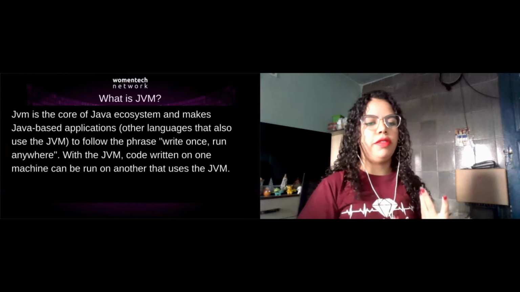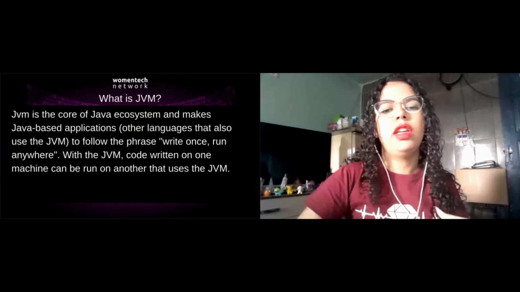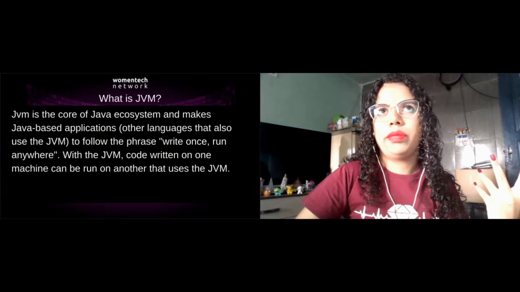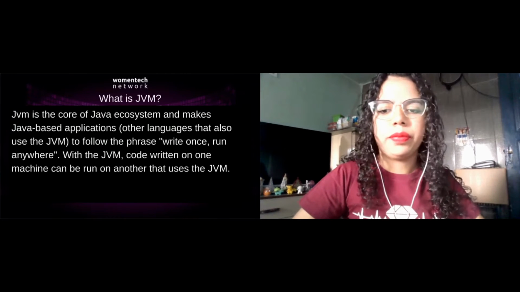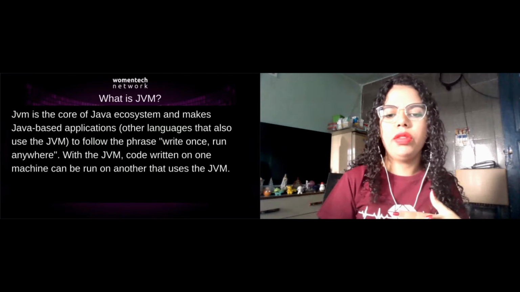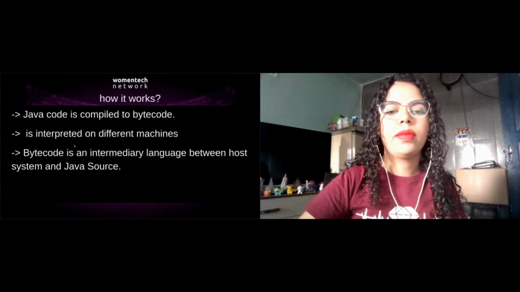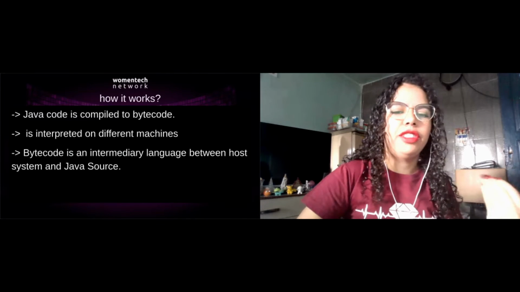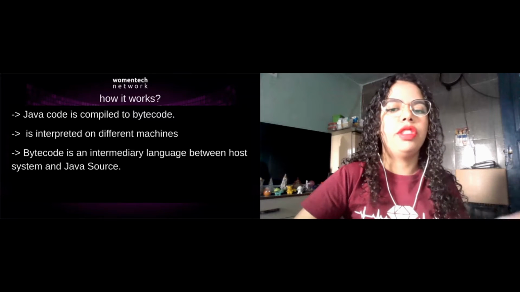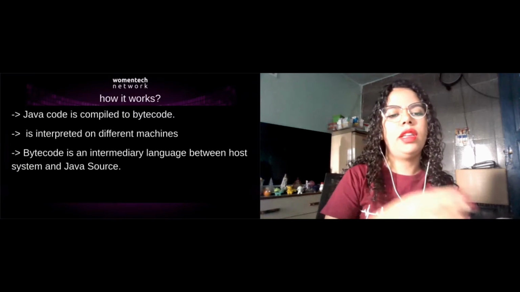First, what is the JVM? The JVM is the core of Java systems and Java-based applications, and of other languages that also use the JVM, such as Clojure, Kotlin, Groovy, and others. Following the phrase write once, run anywhere, with the JVM, code written on one machine can be run on another that uses the JVM. In the simplest way, this is how the JVM works: Java code is compiled to bytecode. It is interpreted on different machines, and bytecode is an intermediary language between host systems and Java source.